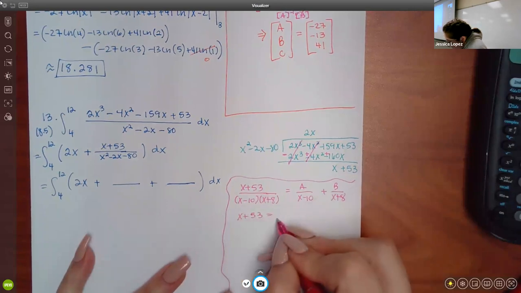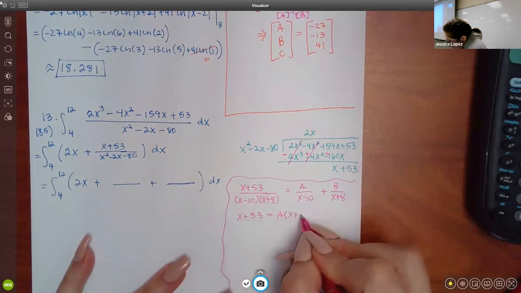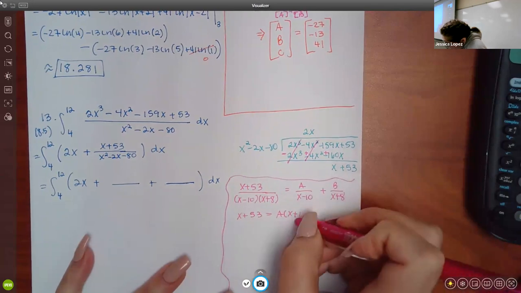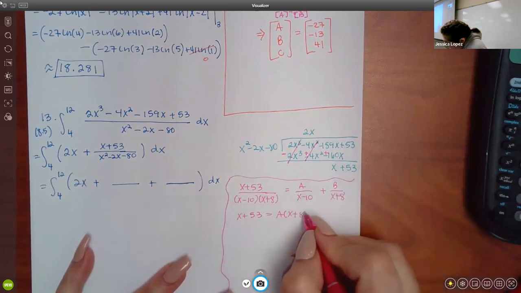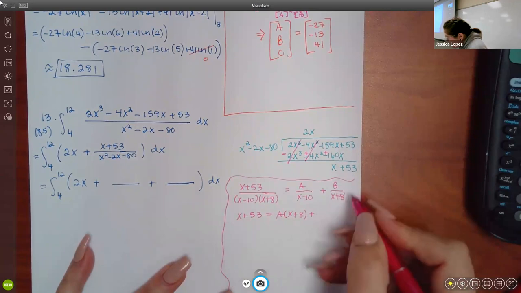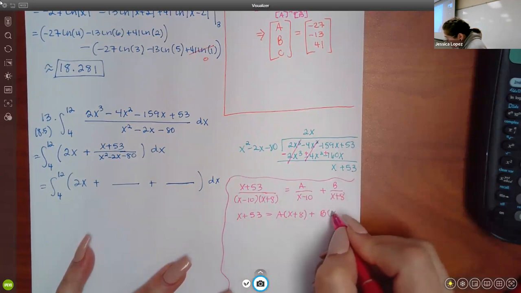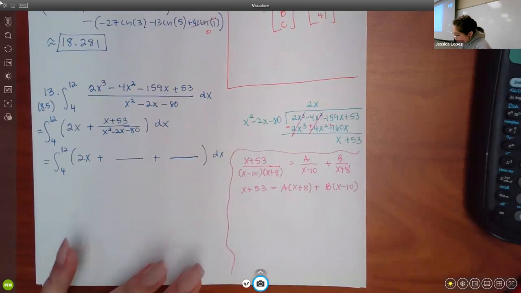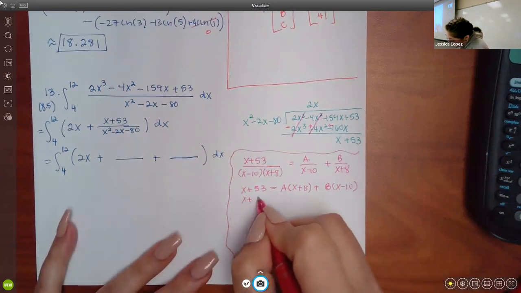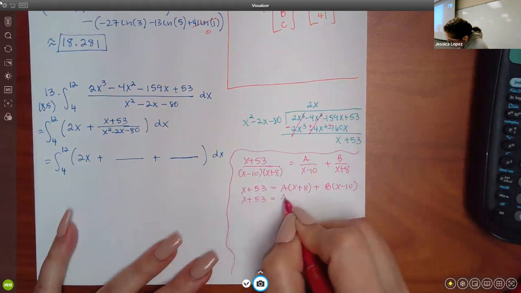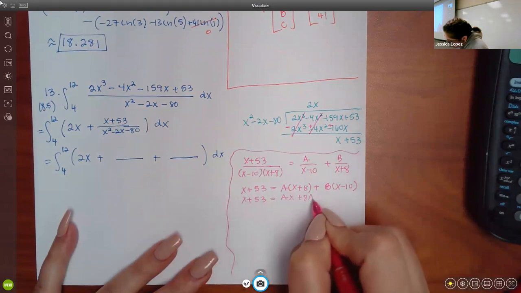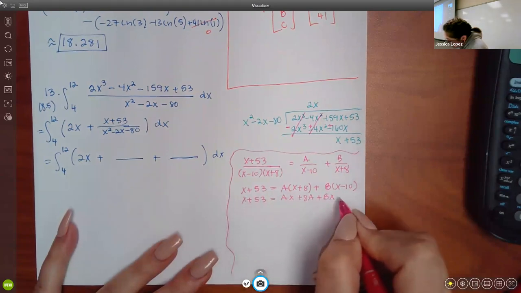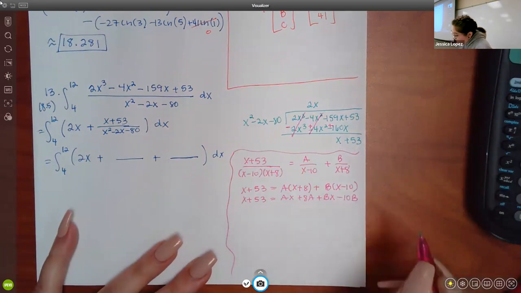Here, the x minus 10 would cancel, but I'd be stuck with a times x plus 8. And over here, the x plus 8 would cancel, but I'm stuck with b times x minus 10. Now, you might not need to distribute here, but if you do, that's okay. It's just one extra little bit.